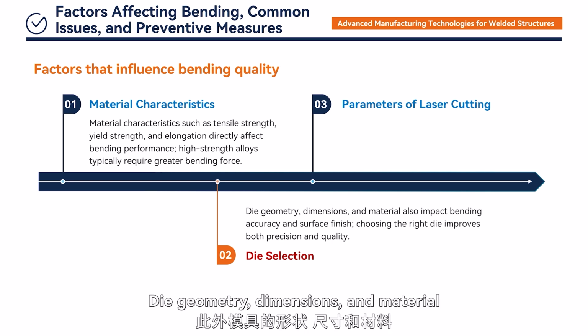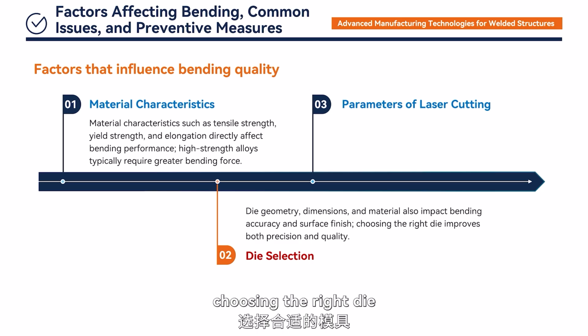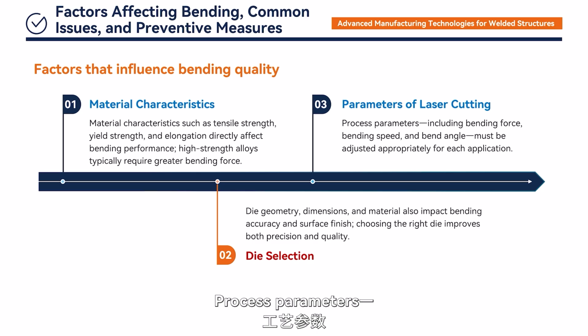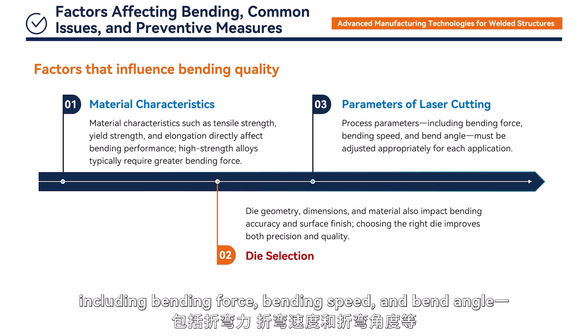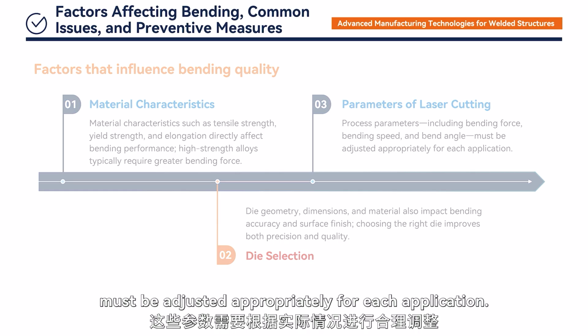Die geometry, dimensions, and material also impact bending accuracy and surface finish. Choosing the right die improves both precision and quality. Process parameters, including bending force, bending speed, and bend angle, must be adjusted appropriately for each application.